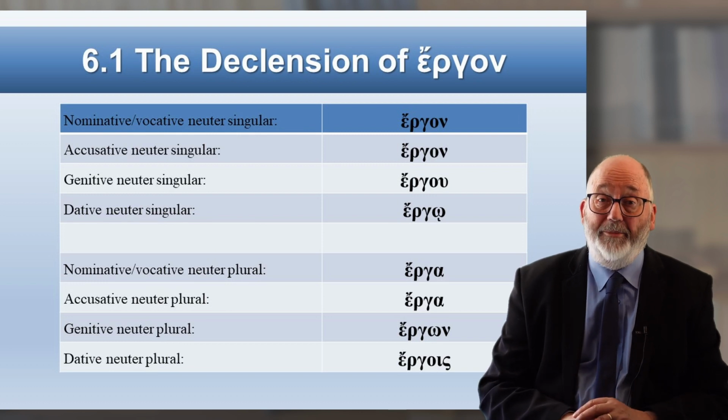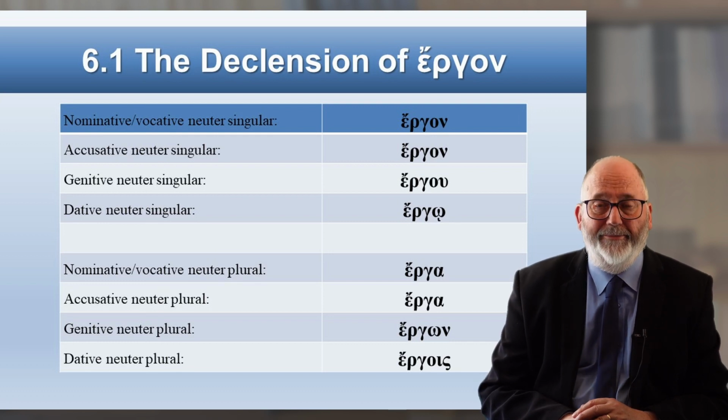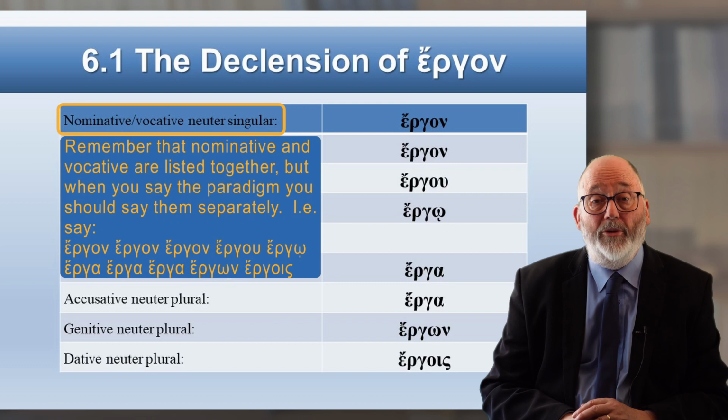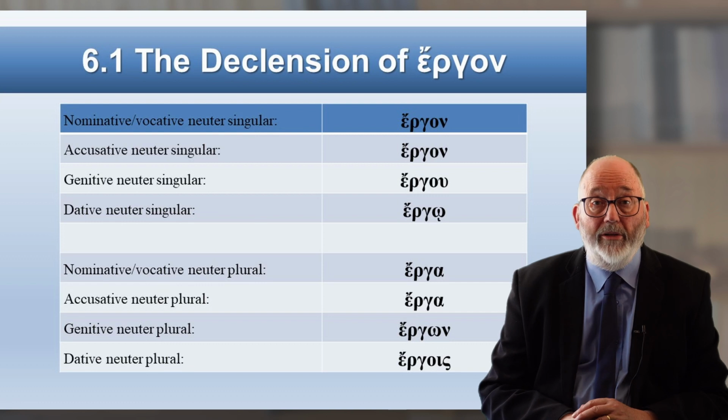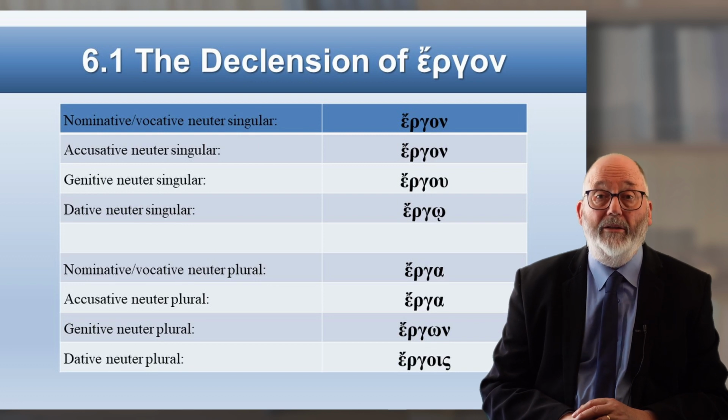So let me suggest something here. Why don't you say the declension of ergon with me? And in fact, that will be something you'll probably want to practice, just chanting out this declension out loud and occasionally writing it down. So, ergon, ergon, ergon, ergou, ergou, erga, erga, erga, ergon, ergois.